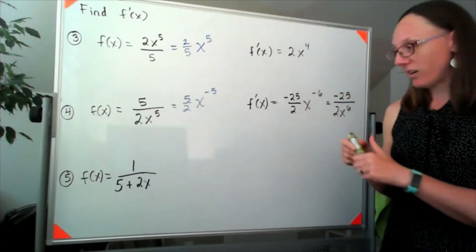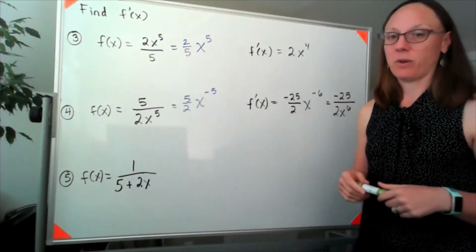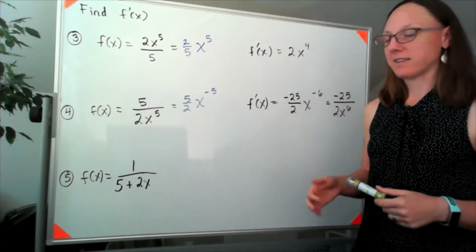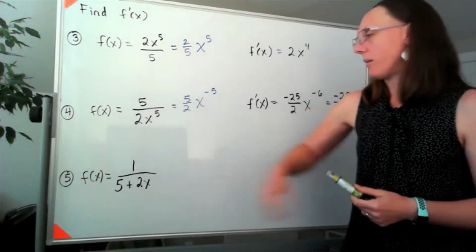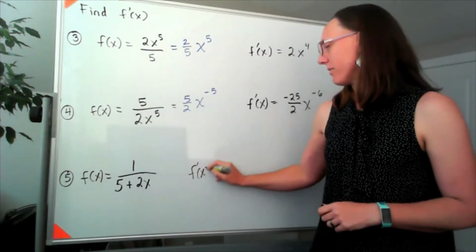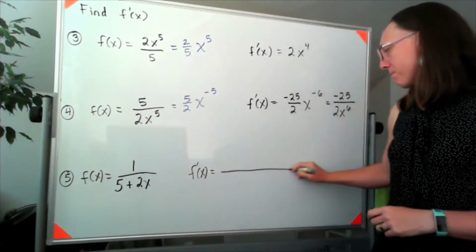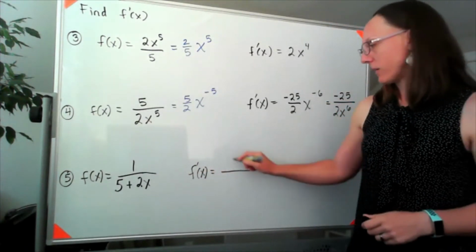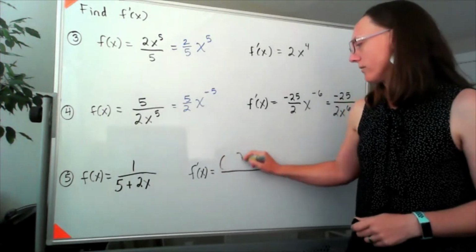Now this last one, because there isn't a convenient way for us to rewrite this yet, I'm going to need a quotient rule. So when I go to take this derivative, in terms of my quotient rule, I'm going to get my pieces going.